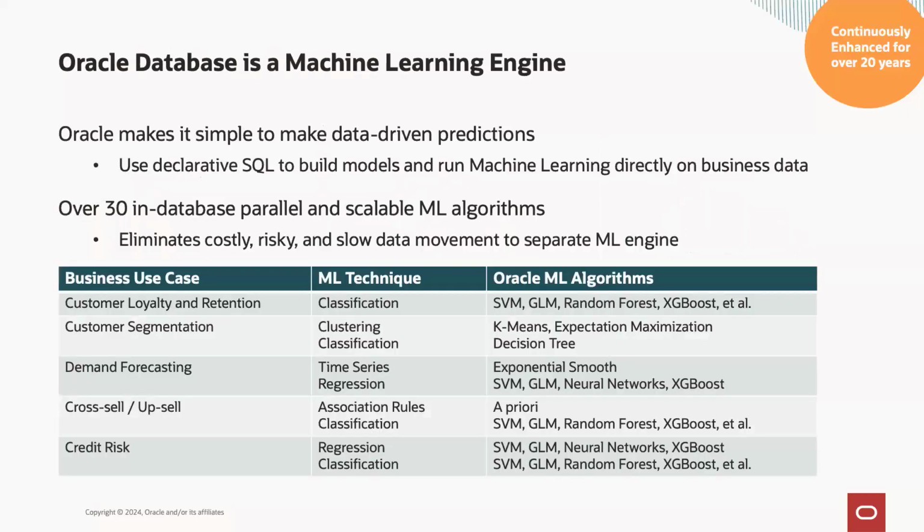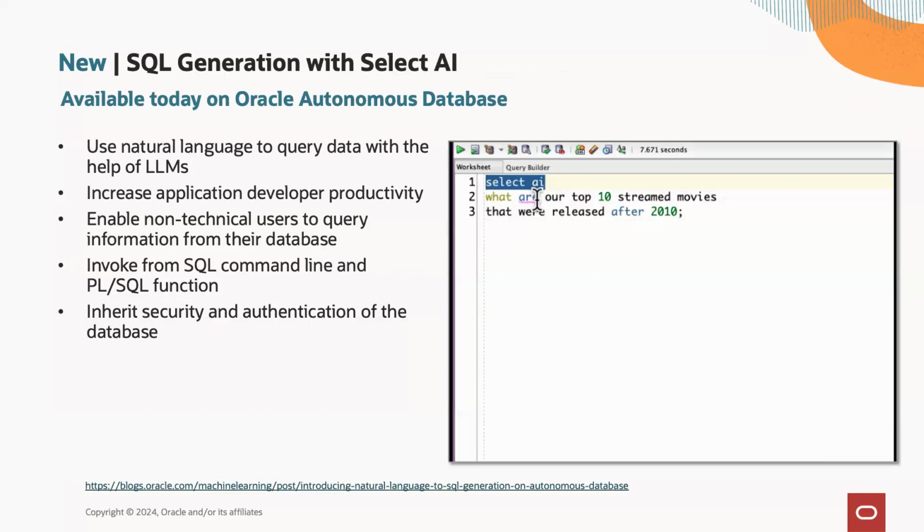So for the machine learning, right, again, this has been available for a long time. So we have 30 built-in parallel machine learning algorithms built within the database, right? So rather than moving your data outside of the database, you can do all your machine learning prediction and stuff within the database itself, right? So by using techniques like classification, clustering, regression, all those things, right? So again, this has been significantly improved in 23 AI, but the machine learning capabilities within Oracle database have been there for a long time.